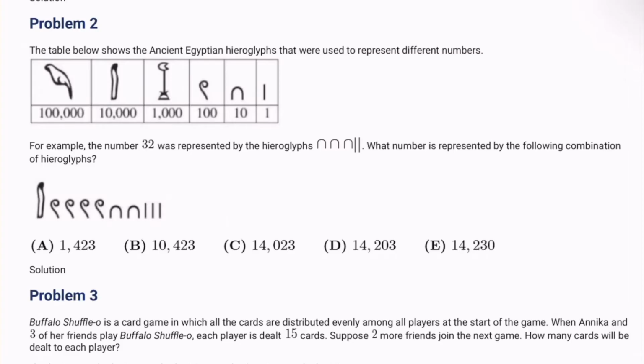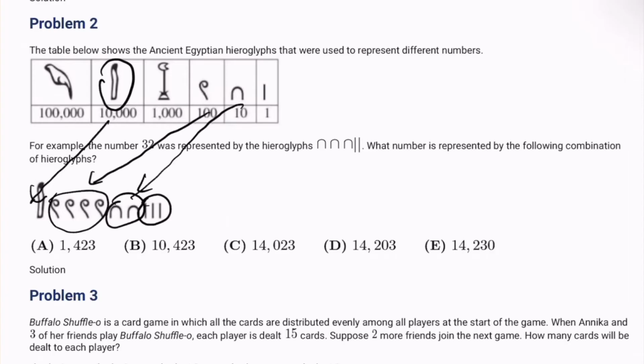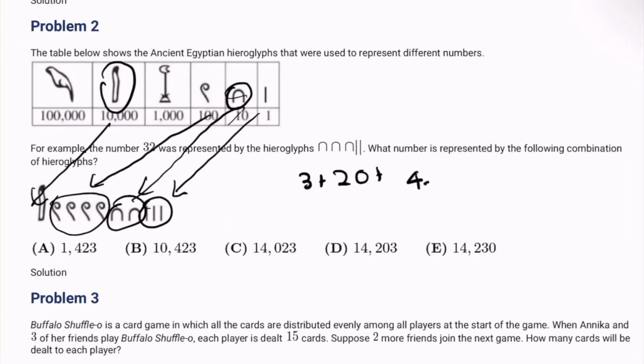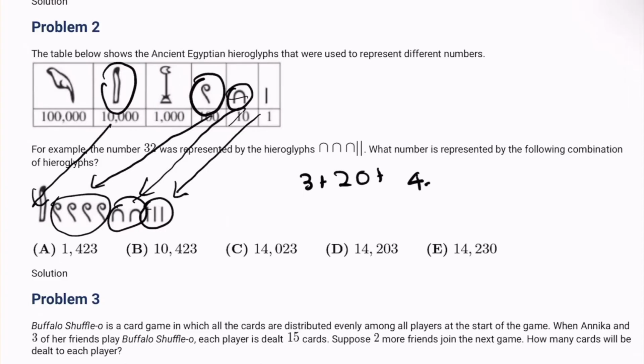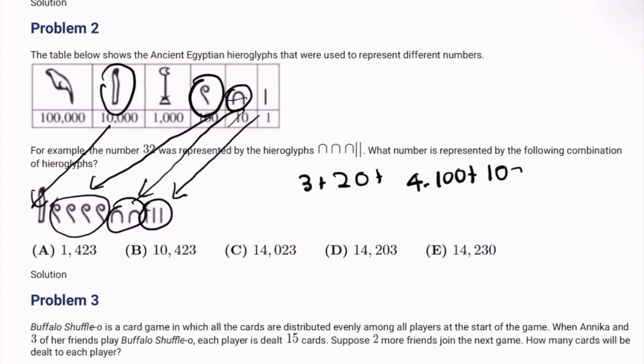So we know that we have this over here, 4 of these, which is this, 2 of these, and 3 of these. So since there's 3 ones, then that's going to be 3 plus 2 times of these U-shaped pieces plus 20 plus 4 times the curly bracket ones plus 1 time the 10,000 hieroglyph, which gives us 10,000 plus 423, which is answer choice B.